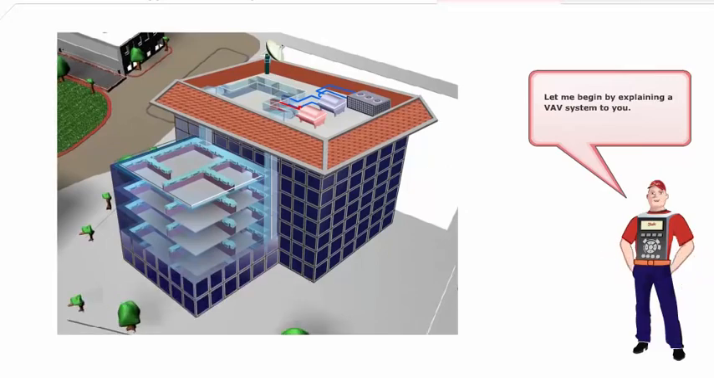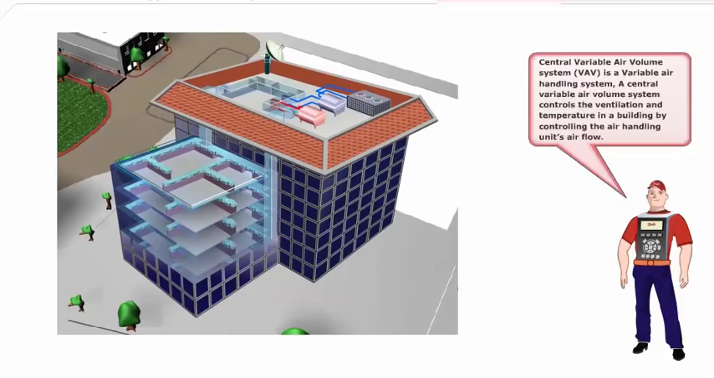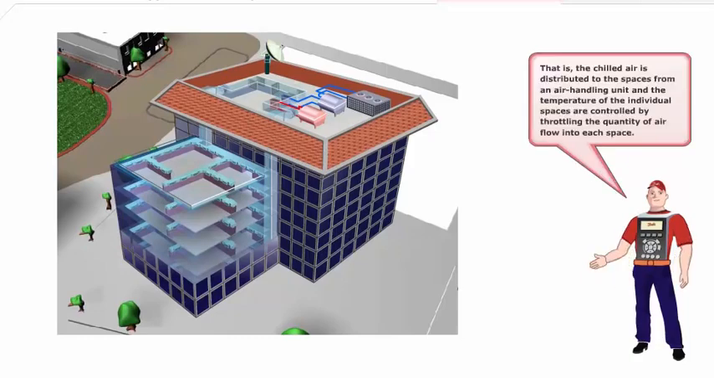Let me begin by explaining a VAV system to you. Central Variable Air Volume System is a variable air handling system. A central variable air volume system controls the ventilation and temperature in a building by controlling the air handling unit's airflow. That is, the chilled air is distributed to the spaces from an air handling unit, and the temperature of the individual spaces is controlled by throttling the quantity of airflow into each space.